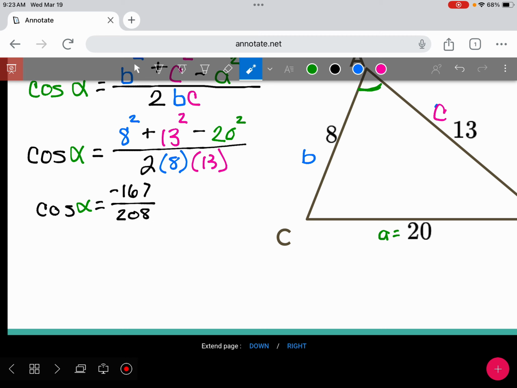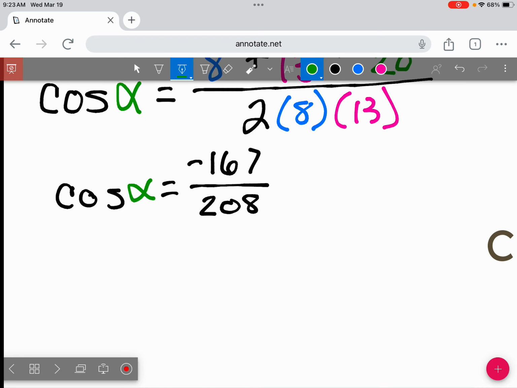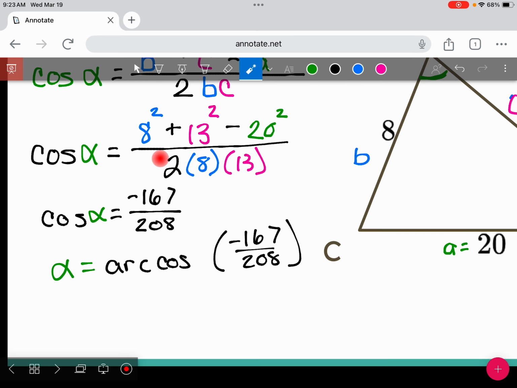So we're going to do inverse cosine of this fraction. I highly recommend simplifying to here first. Don't type this whole kit and caboodle in. It's too easy to make typos. So our alpha is going to be our arc cosine or inverse cosine of negative 167 over 208. That is way easier to type in than trying to type in this whole kit and caboodle in one go.